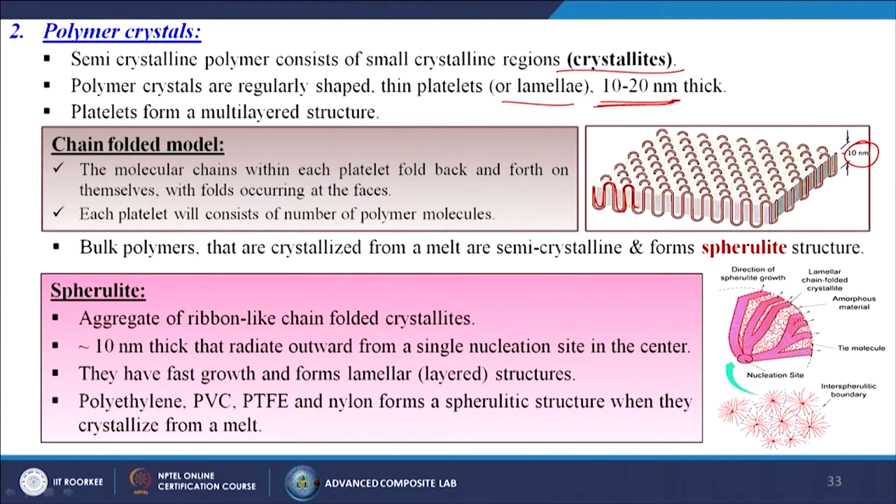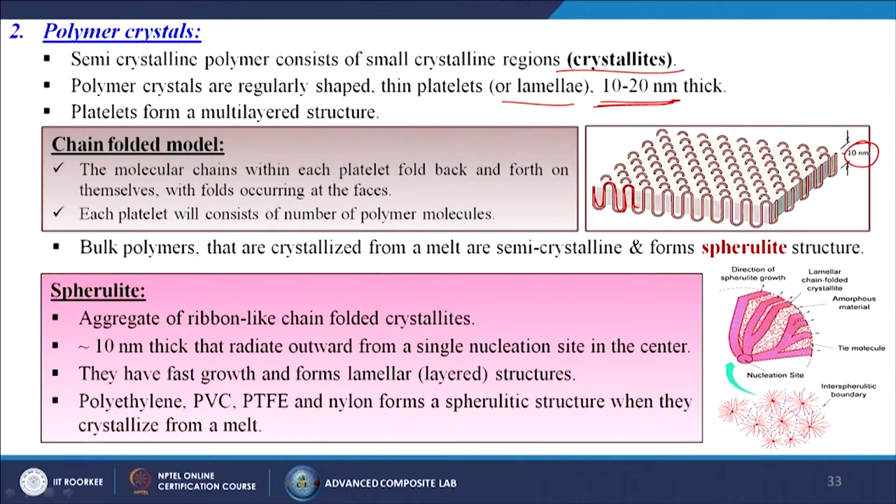Bulk polymers that are crystallized from a melt are semi-crystalline and form the spherulite structure. What is a spherulite? An aggregate of ribbon-like chain folded crystallites. You can see this in this particular image: the interspherulitic boundary, and these are all spherulitic structures. Generally they are 10 nanometers thick and radiate outward from a single nucleation site in the center. They have fast growth and form lamellar structures. Polyethylene, PVC, PTFE and nylons form spherulitic structures when they crystallize from a melt.